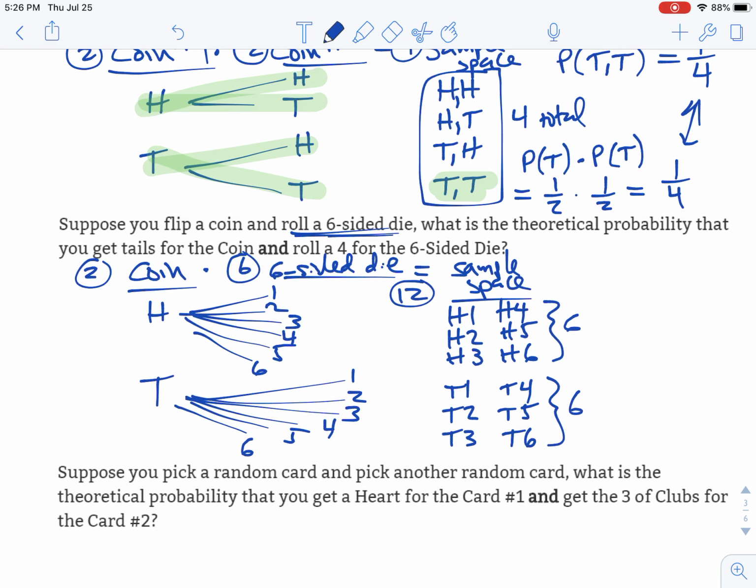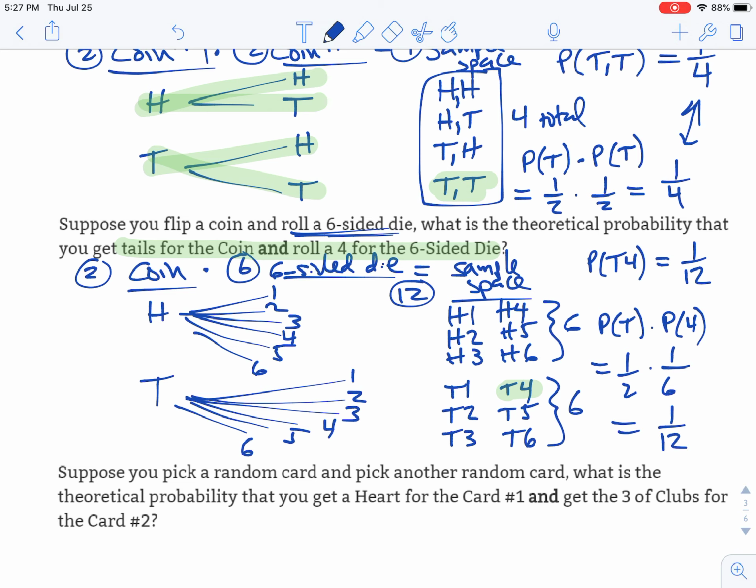Now we're going to look and see what the problem is asking. The probability here for tails for the coin and 4 on the 6-sided die. So where do we see tails and 4? That only happens once. So the probability of tails and 4 happens 1 time out of 12. Or again, we could do probability of tails times the probability of 4. Probability of tails is 1/2. Probability of 4, there's only 1 out of 6, which is where the 1/12 comes from. So either way you do it, you get 1/12 for the probability of tails and 4.